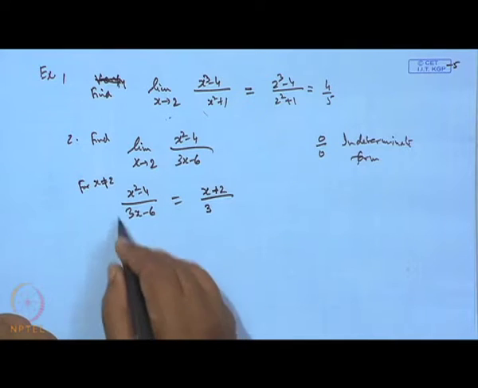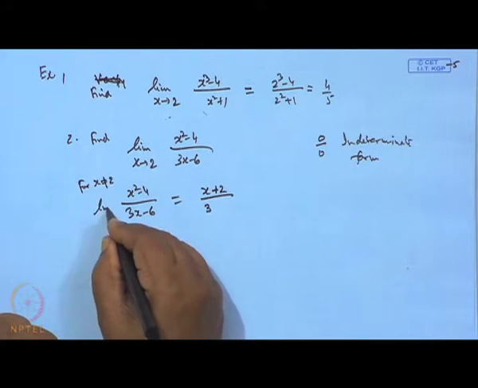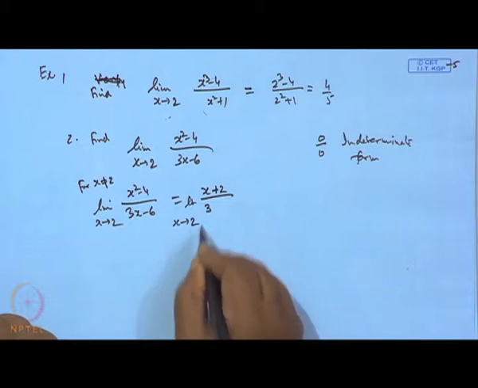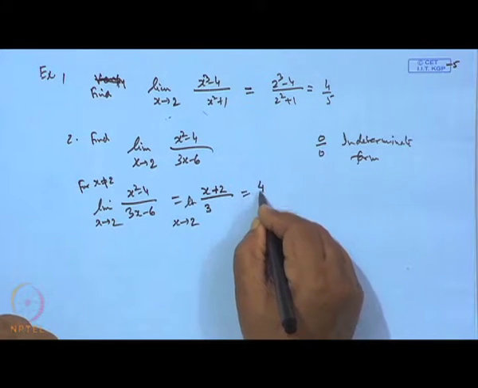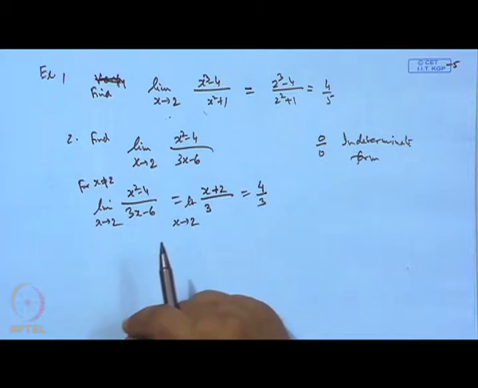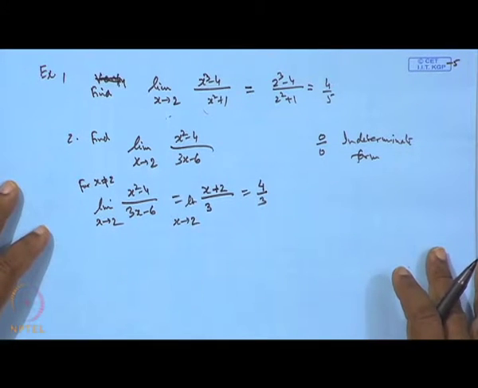And then when you take the limit of this now, as x tends to 2, it is the same as the limit as x tends to 2 of (x plus 2) over 3, which comes out to be 4 by 3, and that is the answer. Okay. So, that way we can easily find it.